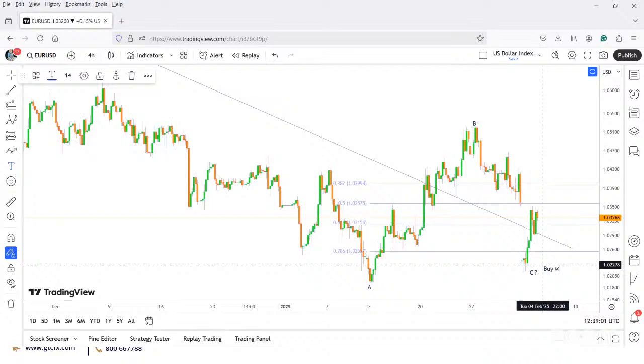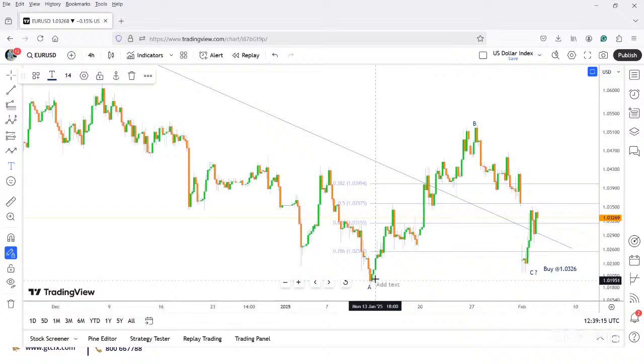Buy right now. If you want to buy, you have to buy at the current price. So what is the current price? 1.0326. Actually, we bought around 1.0260 on Monday morning, the first session price. Stop below A. A is 1.0175, so I will say stop at 1.0150.